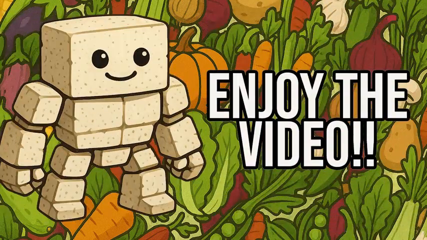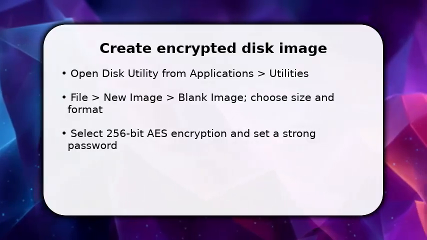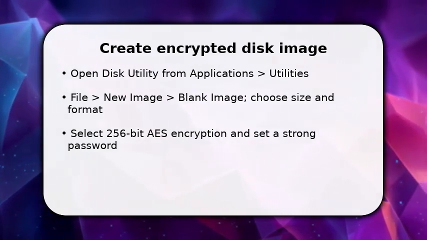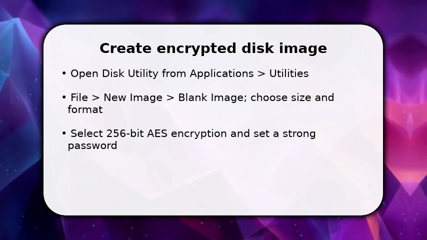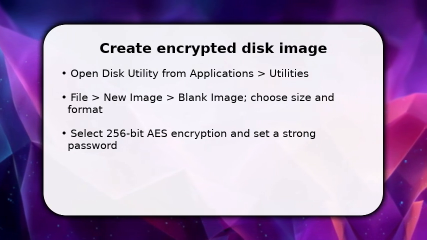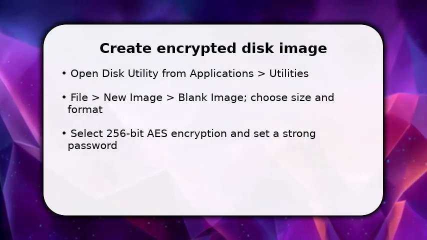Please enjoy the video. You'll start by making an encrypted disk image that acts like a locked folder. Open Disk Utility and choose File, New Image, Blank Image. Set a sensible size for the files you'll store. Pick APFS or Mac OS Extended as needed.